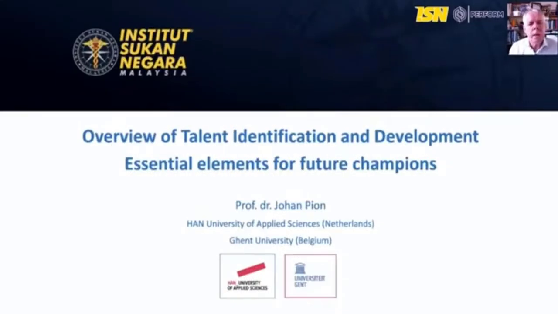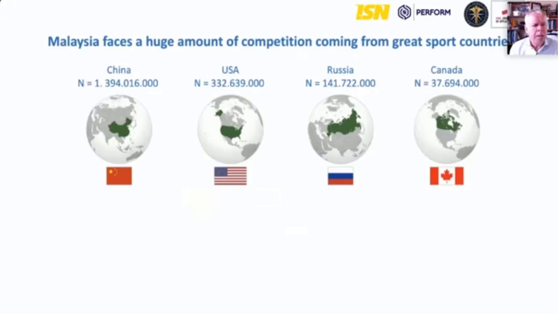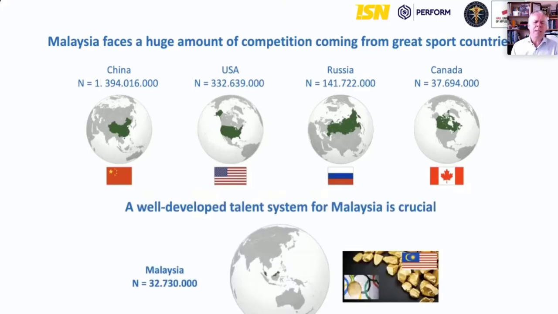I am Johan Pion, and I'm going to explain some essential elements for talent identification and development in order to find the future champions. Malaysia faces a huge amount of competition with other countries when it comes to sport systems. And therefore, we think that there should be a well-developed talent system for Malaysia. This is crucial. But competing against China, America, Russia, and Canada is difficult at this moment.